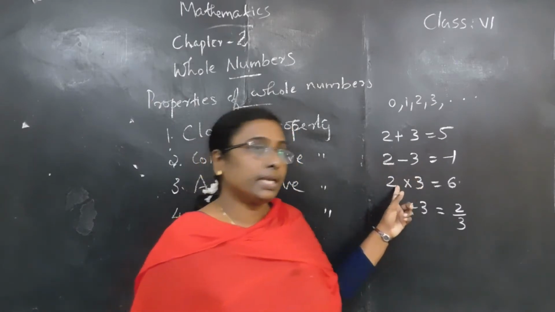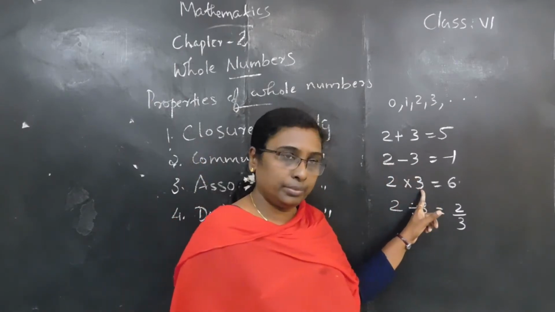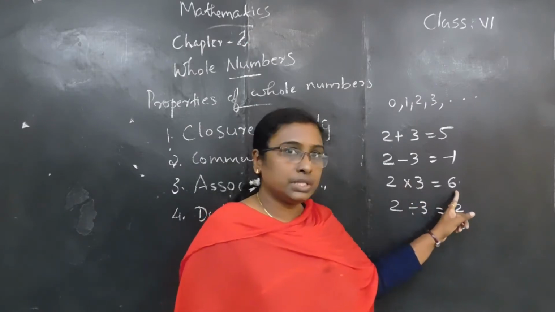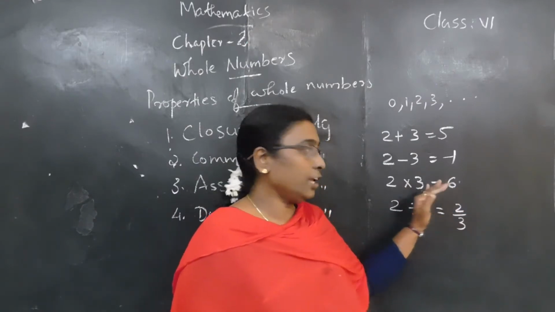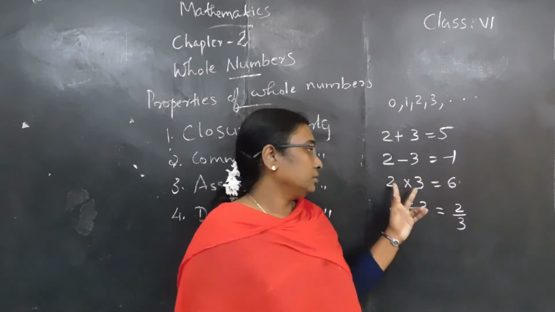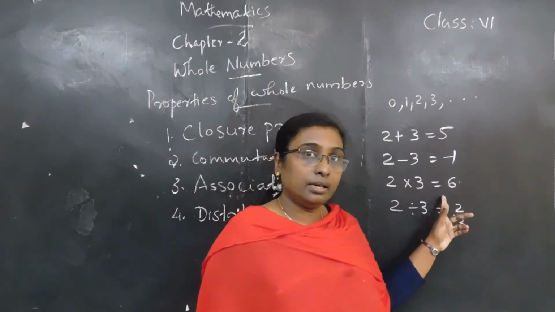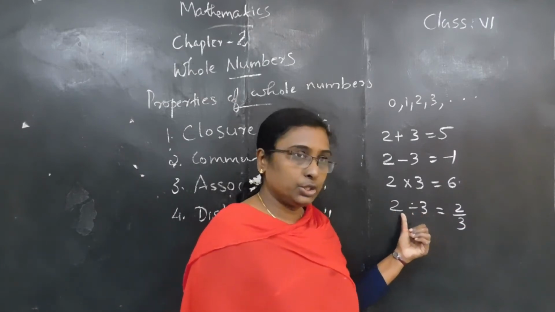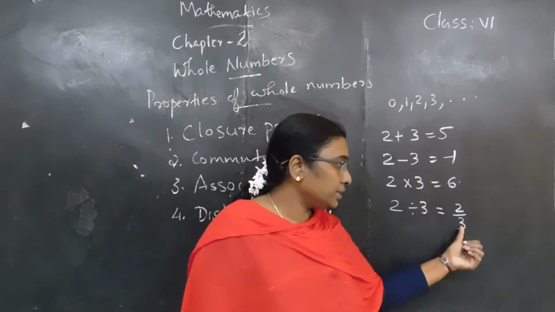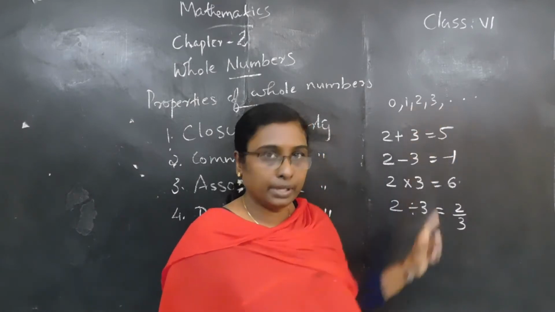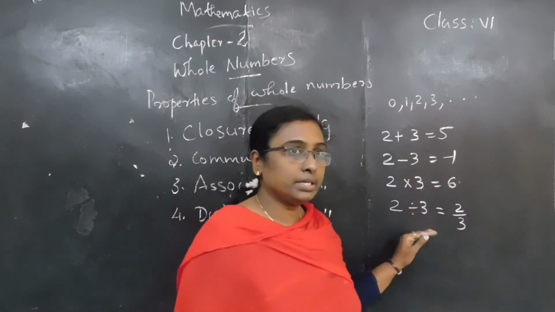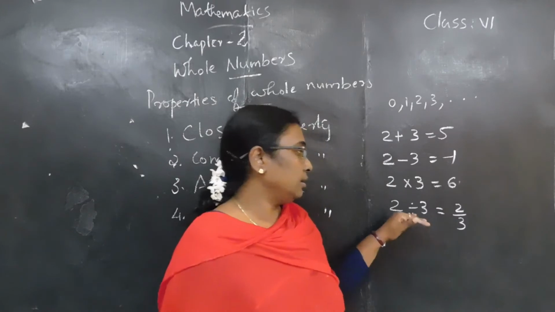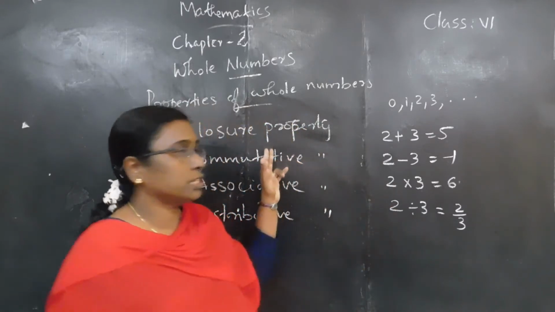In case of multiplication, 2 and 3 are whole numbers. 2 into 3 equal to 6, which is also a whole number. Therefore, we can say that whole numbers are closed under multiplication. 2 and 3 are whole numbers. 2 divided by 3 equal to 2 by 3, which is not a whole number. Therefore, whole numbers are not closed under division. This is the closure property.